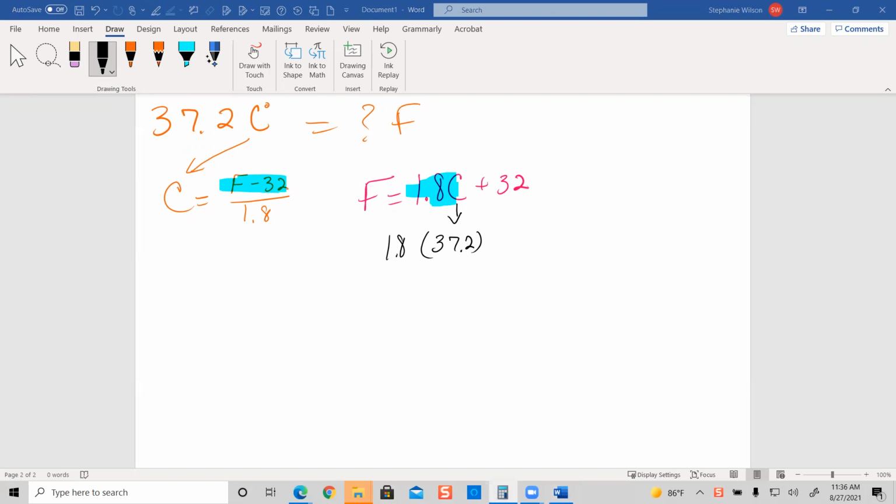So let's do that. Let's say 1.8 times 37.2. And that gives me 66.96. And we're going to add on the 32 degrees, or excuse me, the 32. And we're going to get degrees Fahrenheit out of this. So if I said 66.96 plus 32, and I could have done this on paper. I'm just speeding up the process in time by using the calculator.